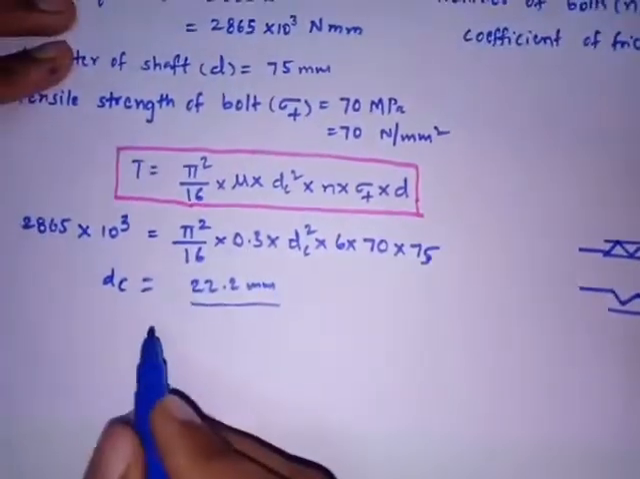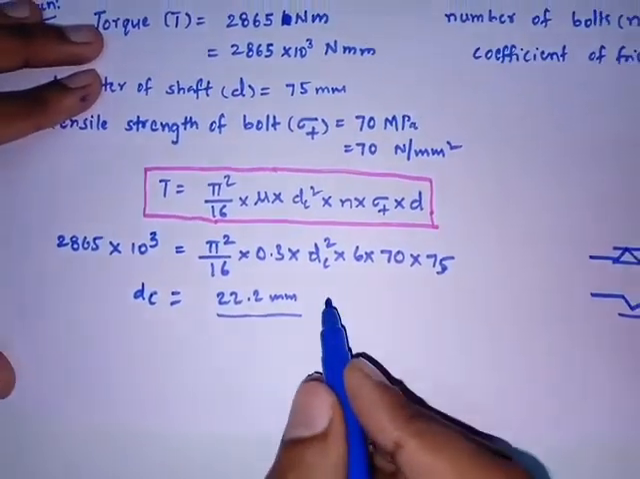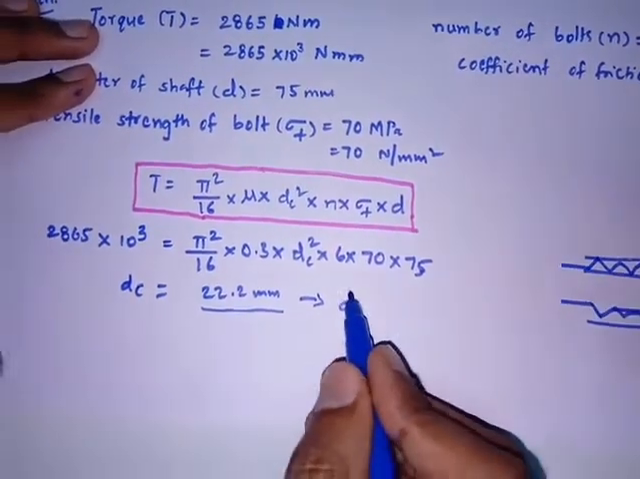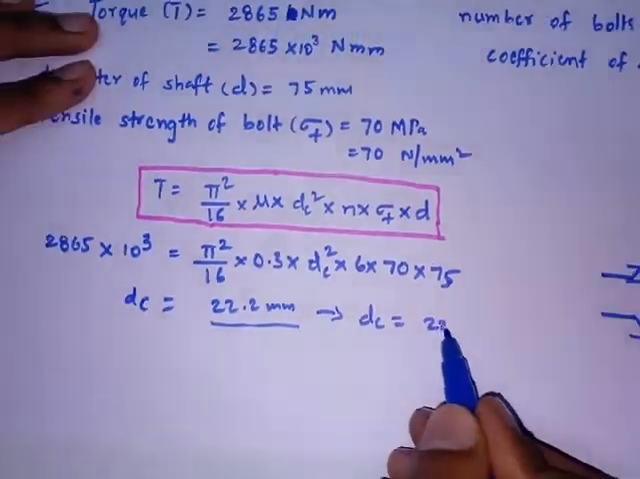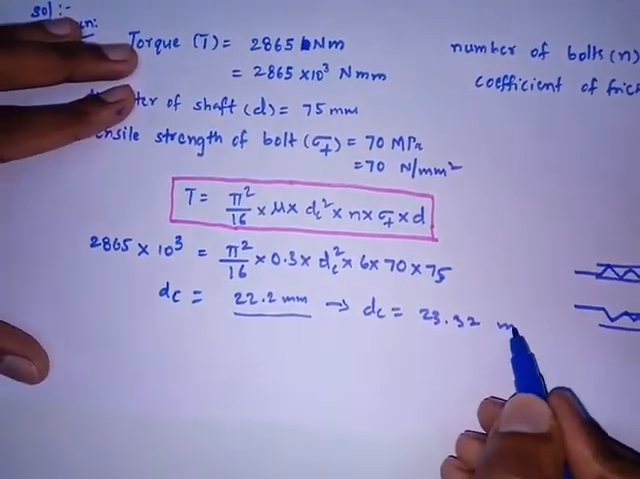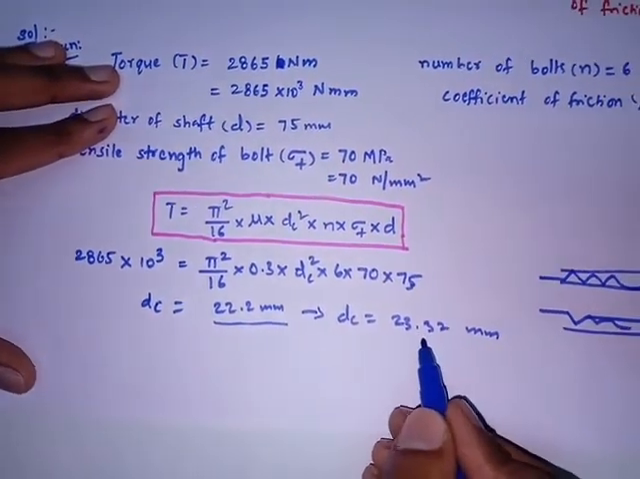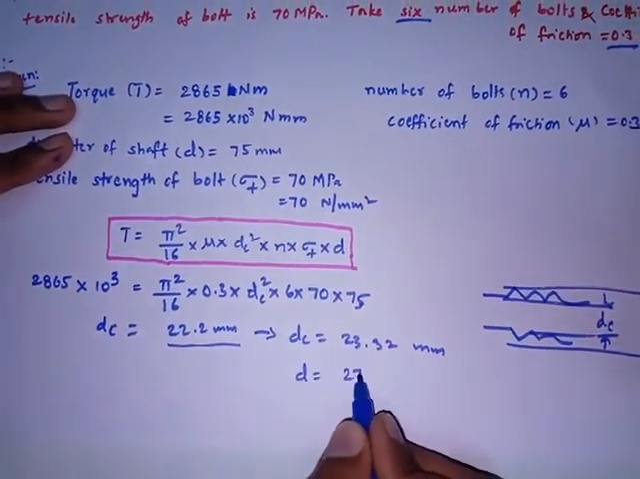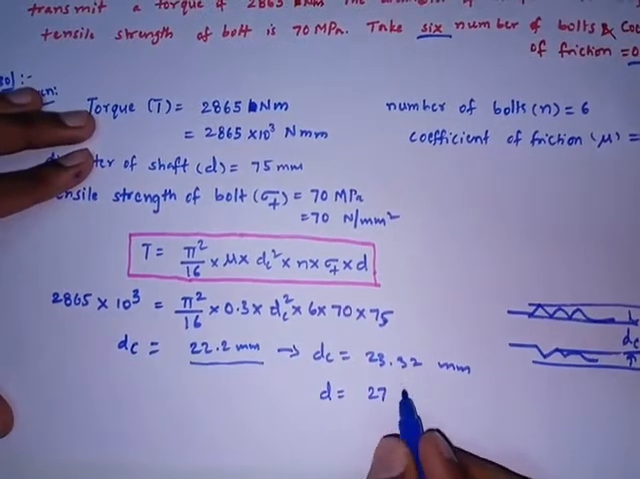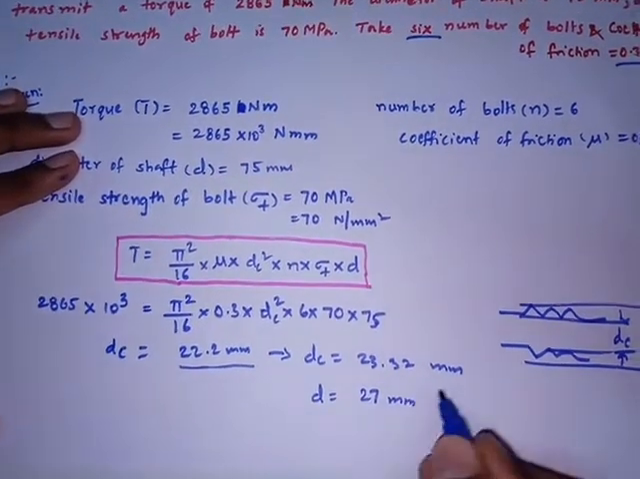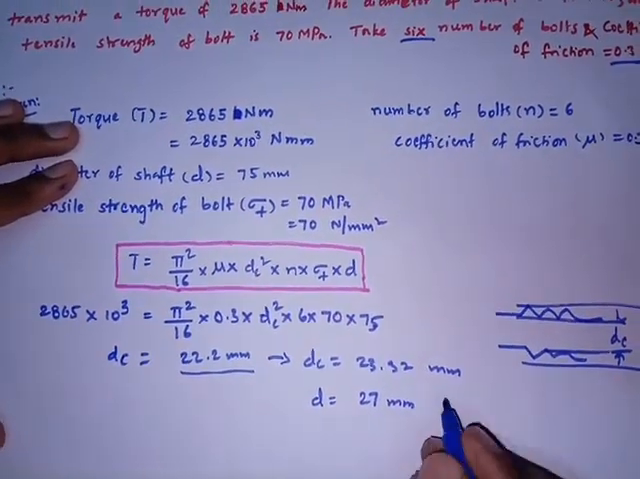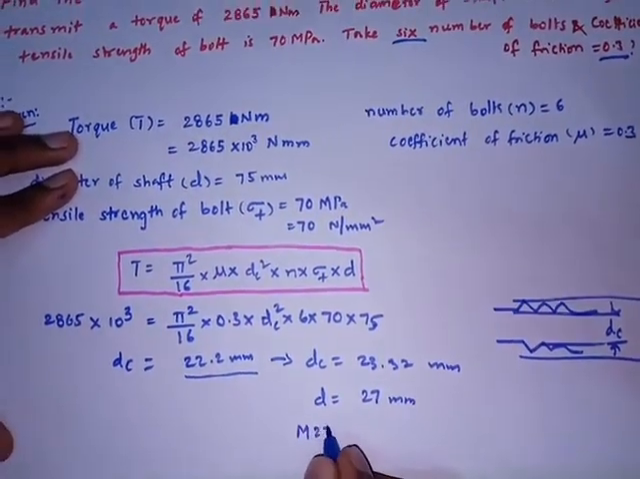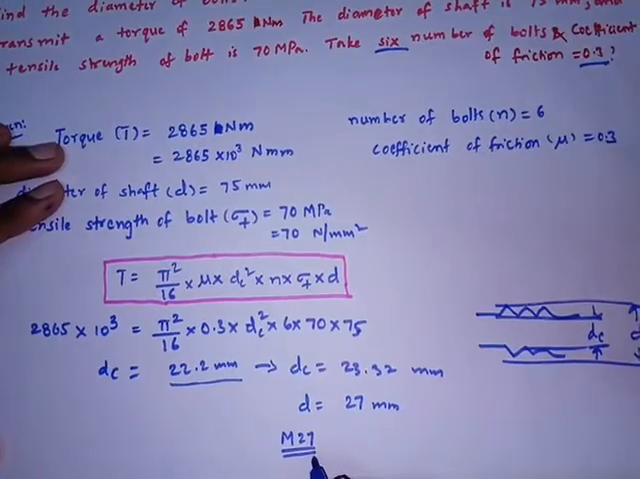this equation. But this is not the standard value of core diameter. The standard value of the core diameter of the bolt dc is 22.32 mm, and corresponding to this standard core diameter, the nominal or major diameter of the bolt is 27 mm. These two values are standard values which we can refer from the tables or data book. So we can say that M27 is the diameter of the bolt we have to use in this case. Thank you.